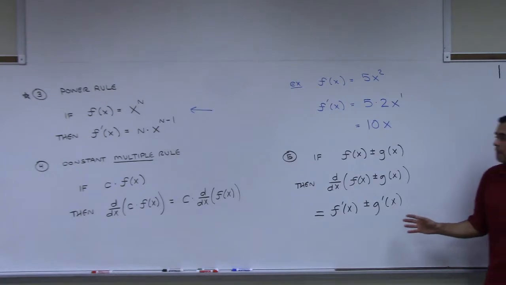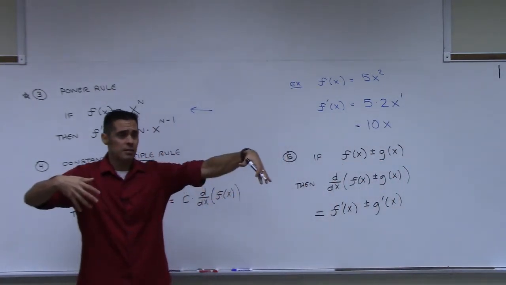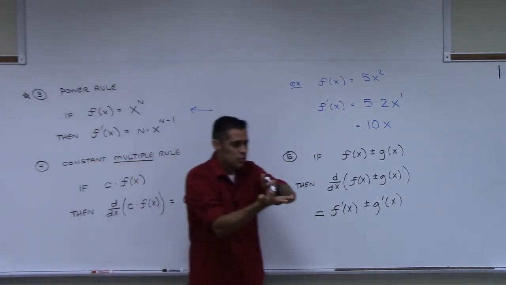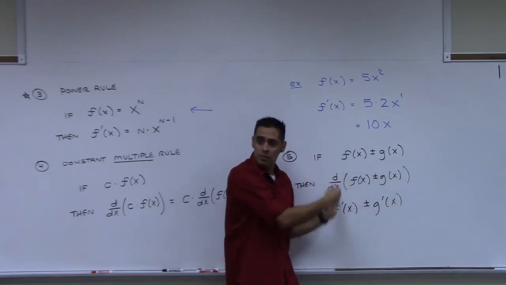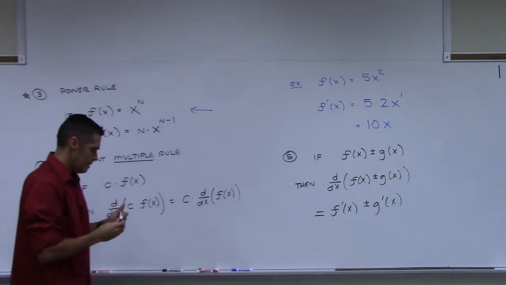It's telling us that as long as you have addition and subtraction between things, you may take the derivative of each one of them individually. Okay, you see, you're doing the f by itself, then the g by itself. You're doing the derivative of each one. And I'll show you an example of that.